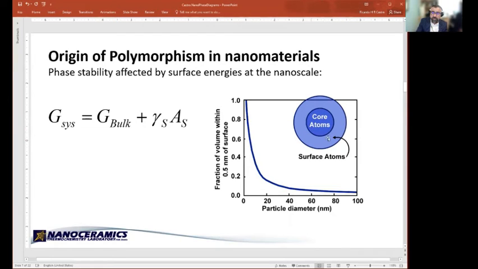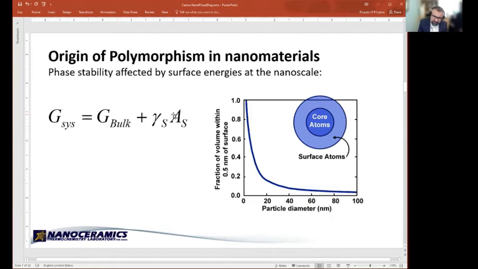This can be described by gamma S, the surface energy of the system, times the surface area of the system. So the higher your surface area, the amount of surface per gram that you have, the higher the contribution of this term. Of course, this starts impacting the total free energy of the system, and at a certain point, this will affect your phase stability.